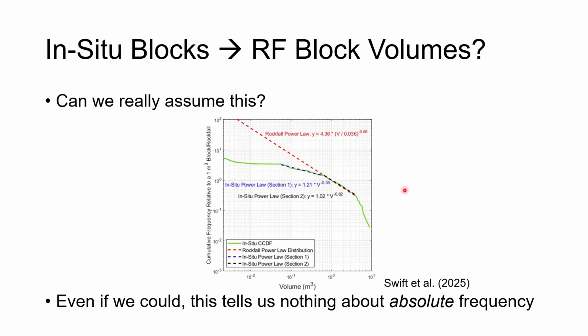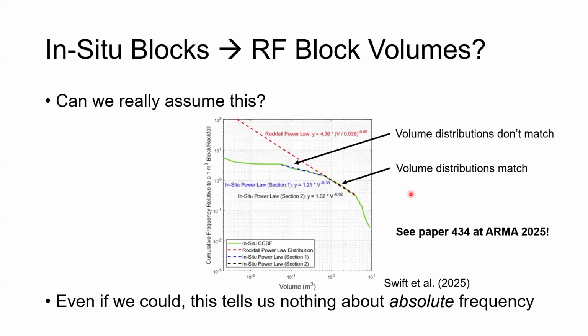fracture bound block volumes. And essentially the takeaway here is that while there's part of the volume distribution where the rockfall distribution matches the in situ block distribution, there's also a range of volumes for which that is not true. And so we cannot universally assume that the distribution of fracture-bound blocks on the slope is going to describe the rockfall volume distribution. If you're interested in learning more about this, paper 434 at this year's ARMA is going to talk about this some more. But we can't make that assumption.